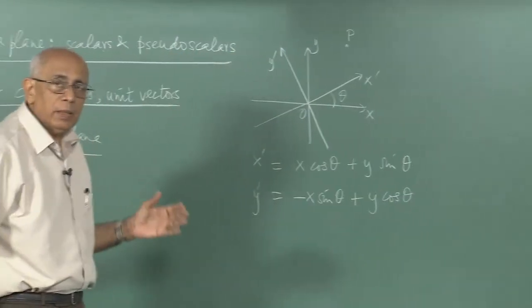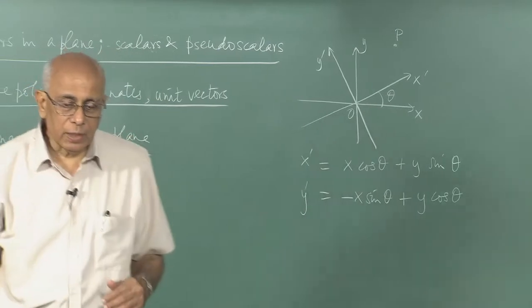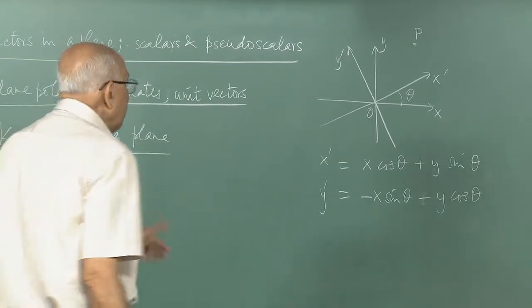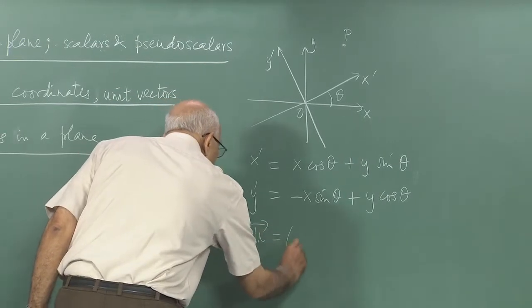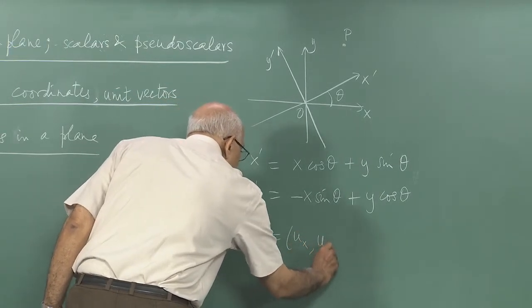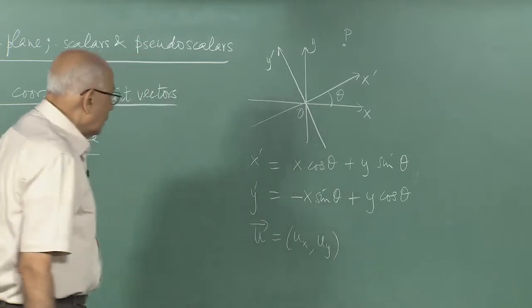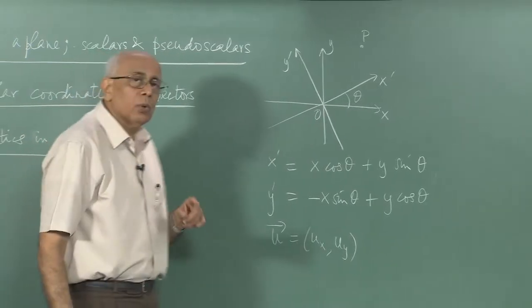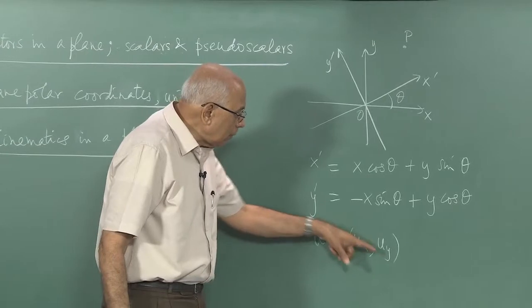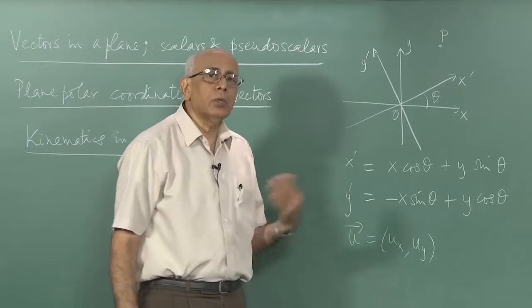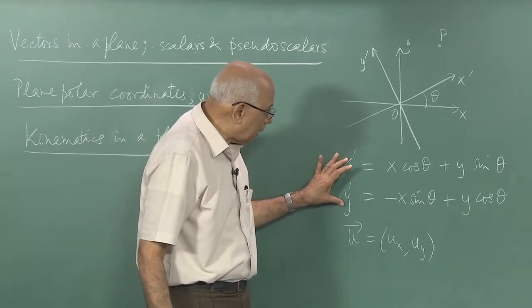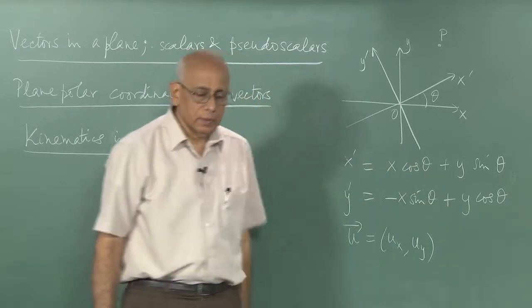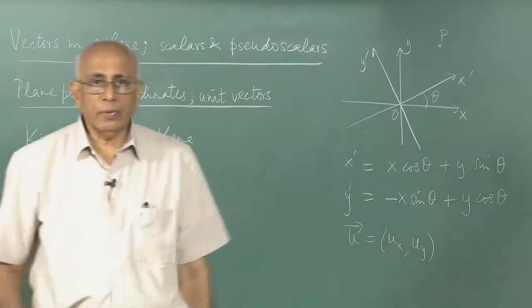And the next statement, just to repeat what I have said already, is that if you have a vector, any vector u, which has got components u sub x and u sub y, then u is a vector if and only if ux prime and uy prime are related to ux and uy in exactly the same way as x prime and y prime are related to x and y. That is the definition of a vector.